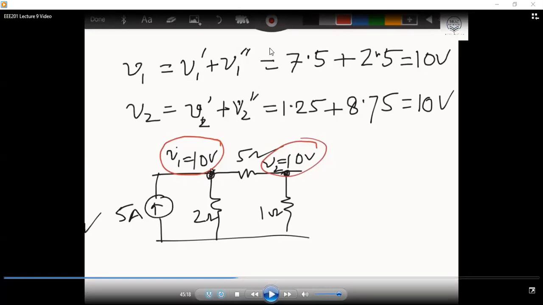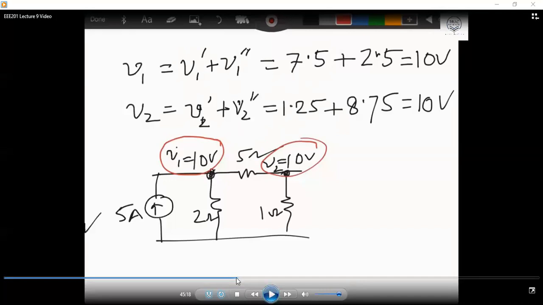Okay, no. Then Fahim. Yes, sir. Tell me, what will the voltage be? Not 10, then what? So 7.5, sir. 7.5, which is V1 prime, right? Yes, sir. When the 5 ampere source is active, that time it is V1 prime and V2 prime. V1 prime is 7.5. What is V2 prime? 1.25, sir. Right. So V1 prime is 7.5 and V2 prime is 1.25.